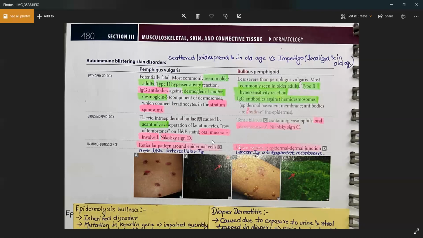So, any doubt on pemphigus vulgaris and bullous pemphigoid? No, thank you.